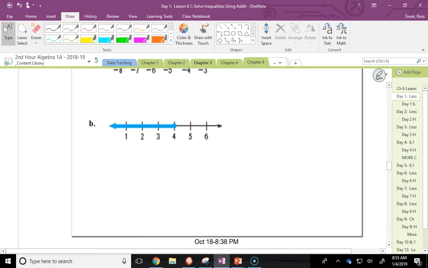So B, we're going to do the same way. I'm reading left to right. So I'm going to say x. My arrow's going to the left. So that's telling me it is less than or greater than. Which one are we looking at?